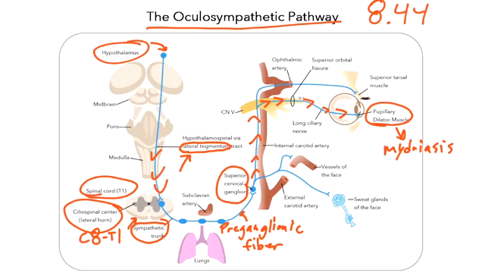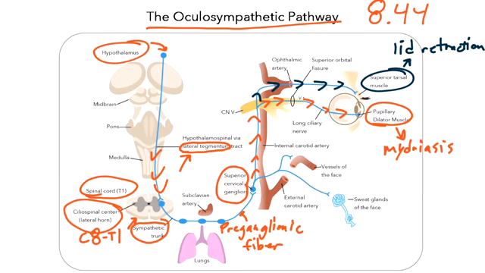So disruption of this sympathetic innervation will cause meiosis, or constriction of the pupil. The superior cervical ganglion also sends fibers to the superior tarsal muscle, which causes lid retraction. So with damage to the sympathetic innervation to this muscle, a patient will demonstrate ptosis, or drooping of the eyelid.